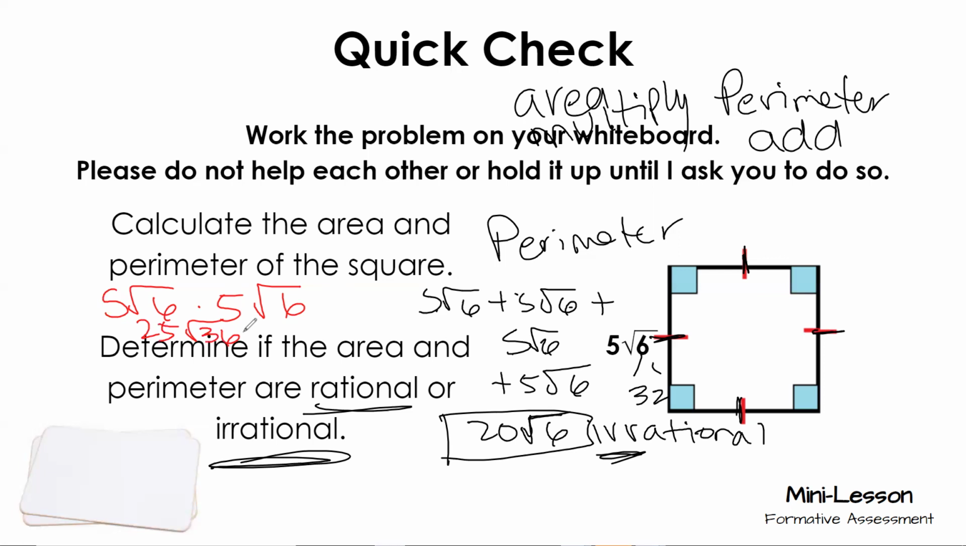Take the square root of 36. What do you get? 6. So this will give me 25 times 6. What's 25 times 6? I don't know this off the top of my head. You're going to have to look it up. Actually, it's like 150. Yeah, boom. Still got it.